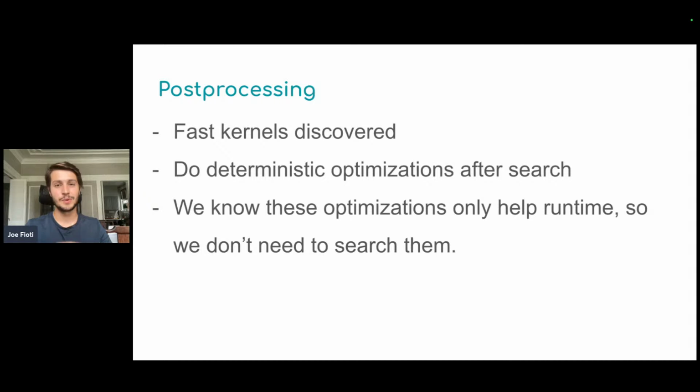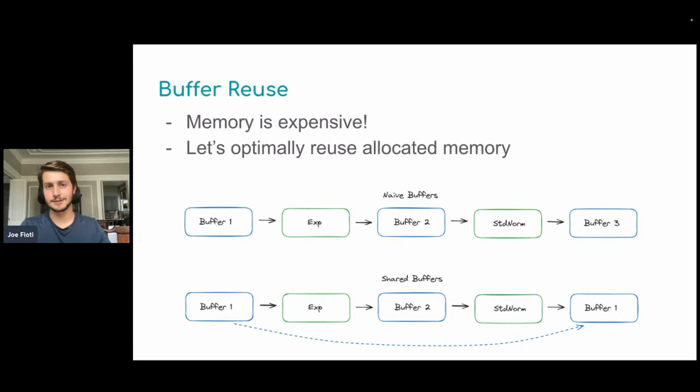Then we do some deterministic optimizations after the search is done. We know that if we do these rewrites, the output kernels will always be as fast or faster than the input kernels, so we should just always do them. For example, reusing buffers. Obviously, there's no reason not to reuse buffers. If you have a buffer that has been produced and consumed and it's not going to be consumed again, you can use that space, so we can reuse that buffer pretty deterministically.